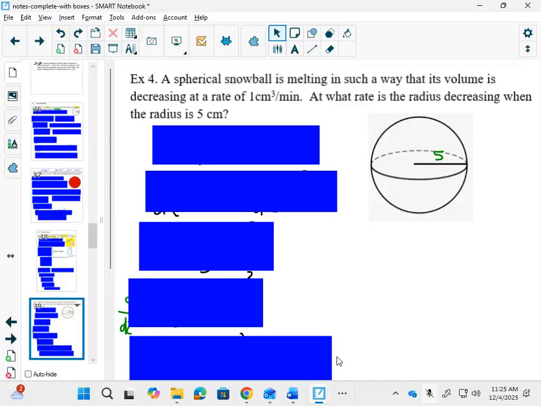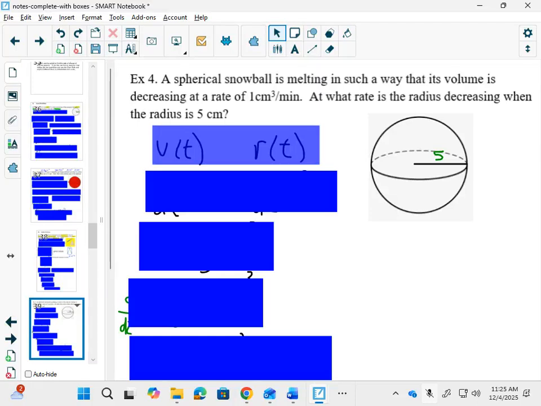Its volume is decreasing at 1 centimeter cubed per minute. At what rate is the radius decreasing at the moment the radius is 5 centimeters? So I'm just imagining a 10 centimeter diameter. This is a pretty significant snowball that we started with. It might be like snowman head size to start with.